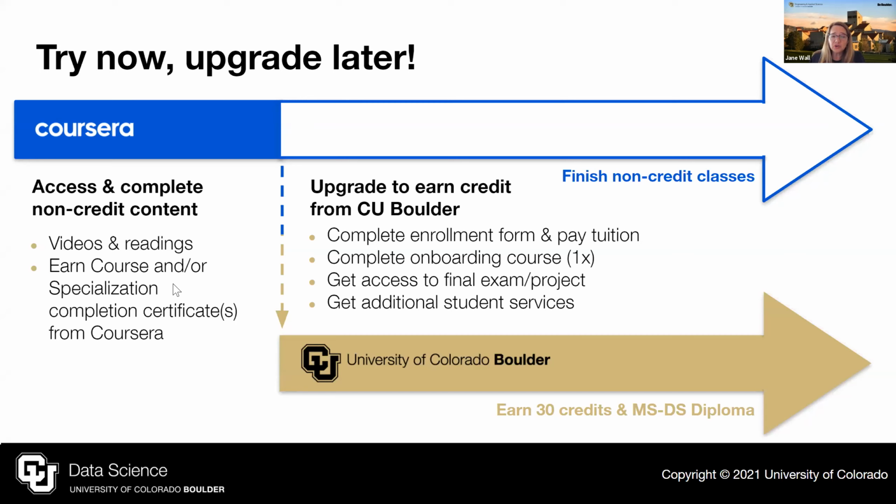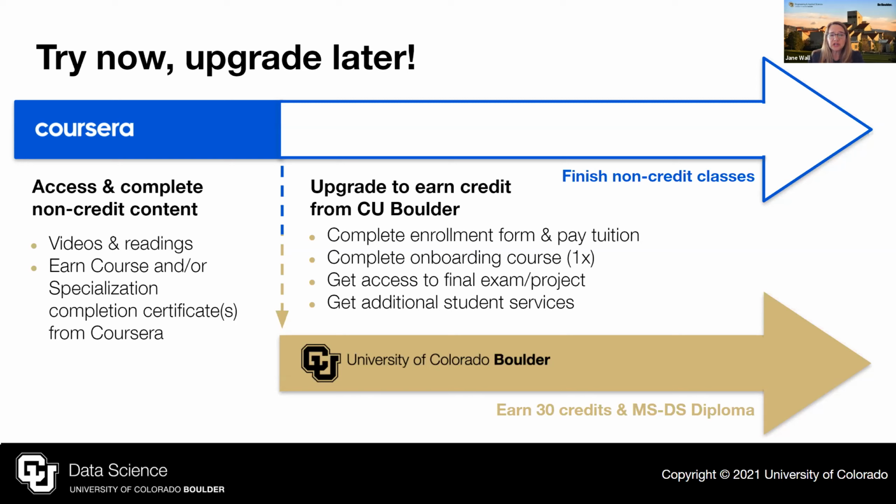You may pay CU Boulder tuition and upgrade from non-credit to 4-credit at any time. Your previously completed assignments from the non-credit course will be automatically upgraded to your 4-credit course. You usually must complete some additional exams or projects to earn credit for a course.